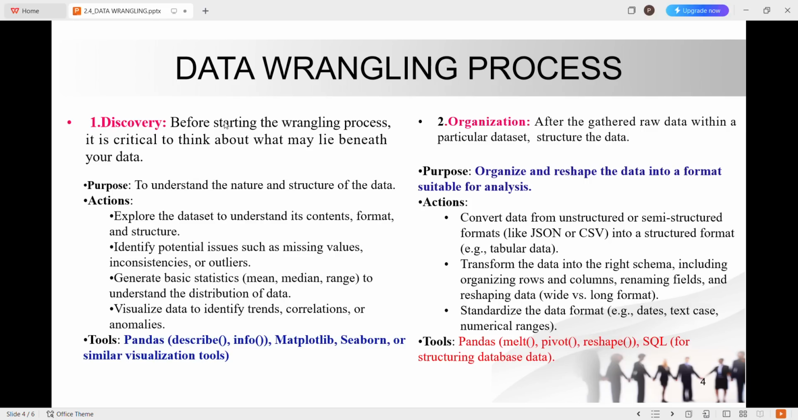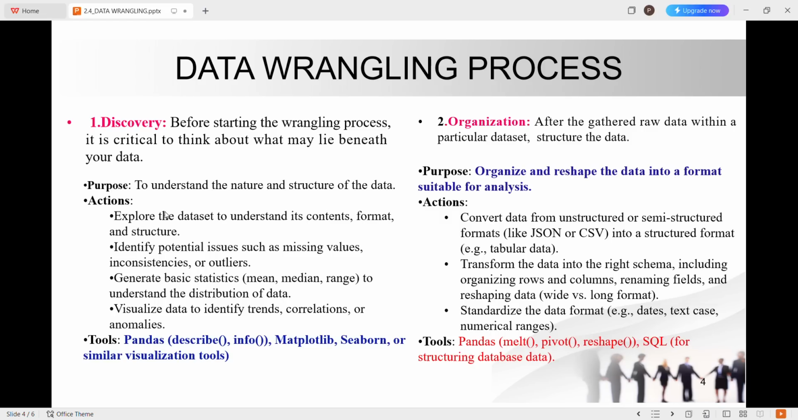Similarly, before starting the wrangling process, it is critical to think about what may lie beneath your data, and what your data is going to consist of. The main purpose of data discovery is to understand the nature and structure of the data. So you explore the data set. First, we have to understand what the content is, what format it follows, and what its structure is. Once you know the basic idea of your data set, you can find out the potential challenges. There might be missing values, outliers or some inconsistencies.